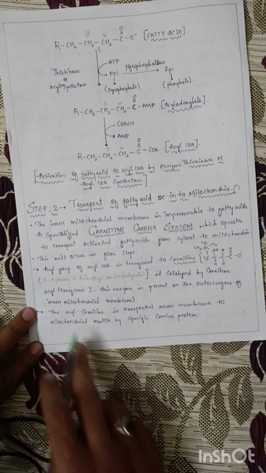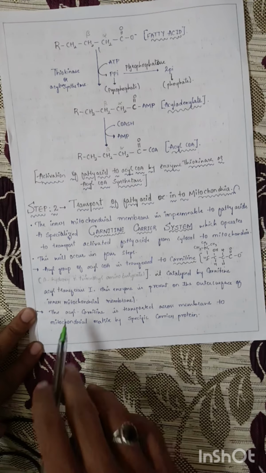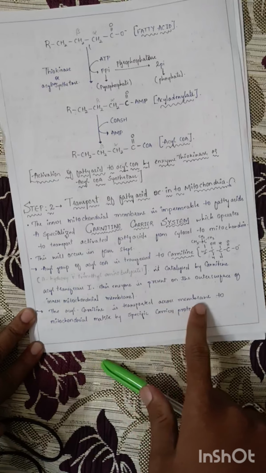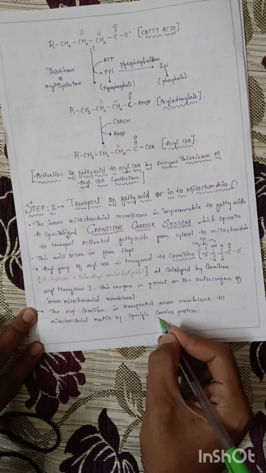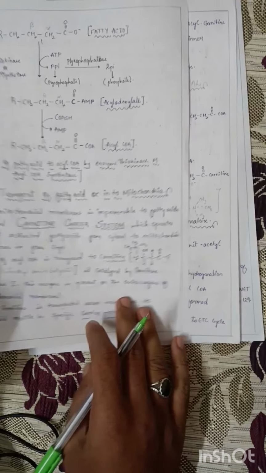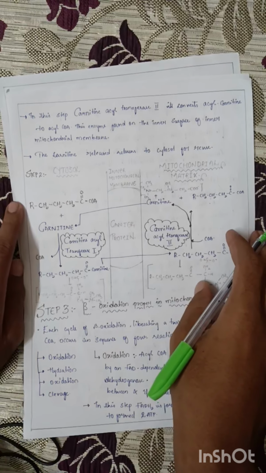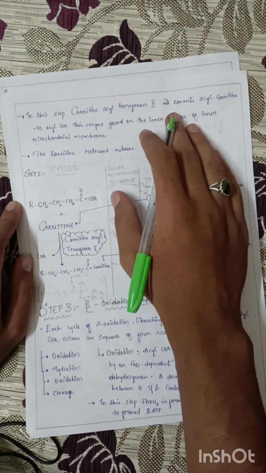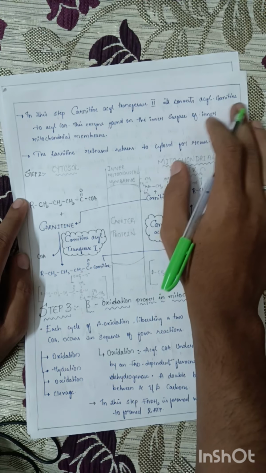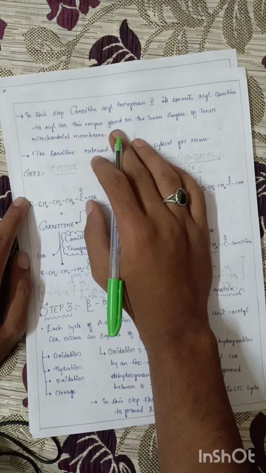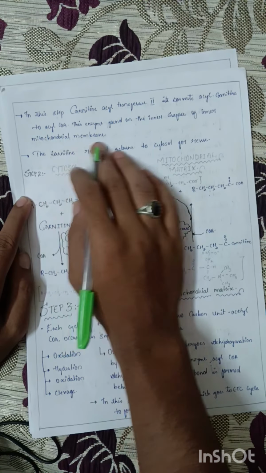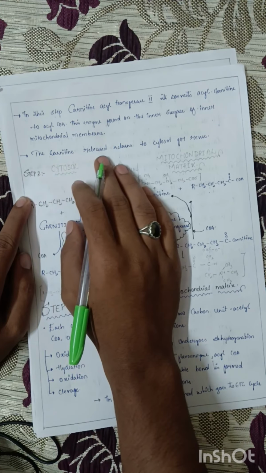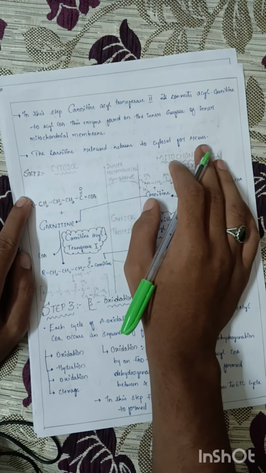And we have the second step. The acyl-carnitine is transported across the membrane to the mitochondrial matrix with the help of a specific carrier protein. In the third step, carnitine acyl transferase 2 converts acyl-carnitine to acyl-CoA. This enzyme is found on the inner surface of the inner mitochondrial membrane. Then the carnitine released returns into the cytosol for reuse.